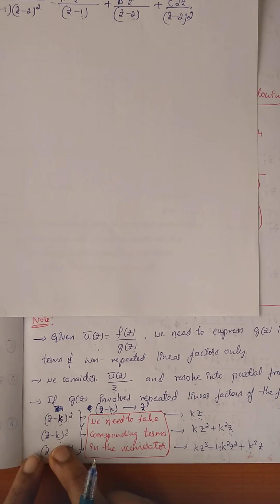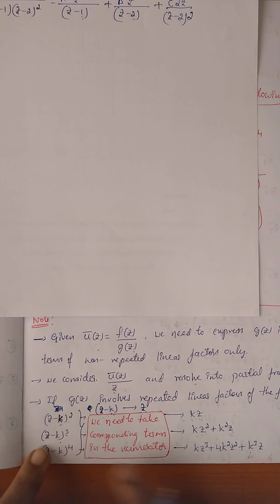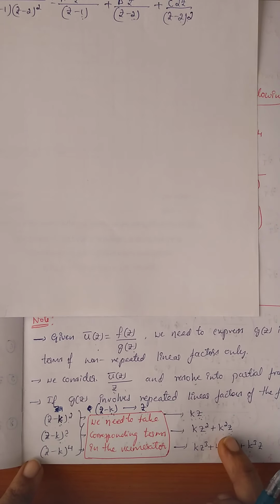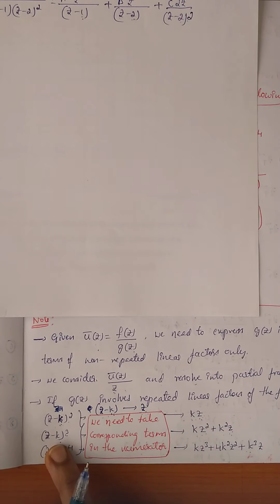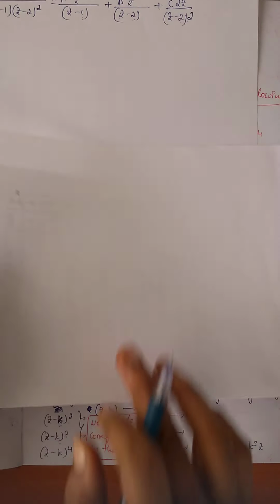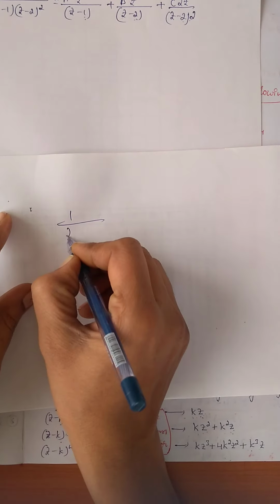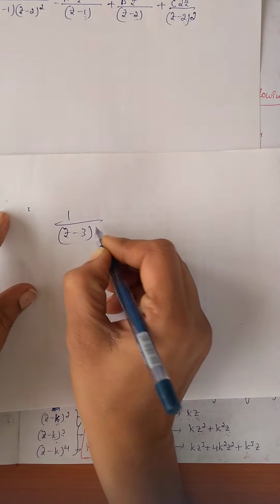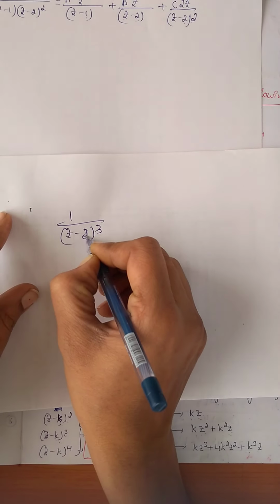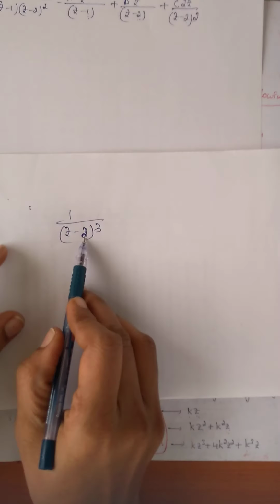Suppose you have (z − k) whole cube, we have to take kz² + k²z in the numerator. Here k is a constant. For example, if your denominator is (z − 3) whole cube, or (z − 2) whole cube, here k is 2.